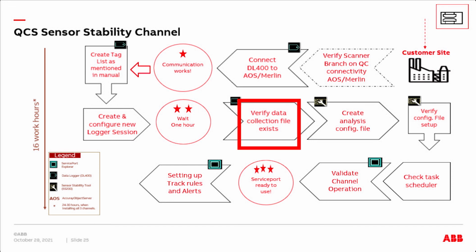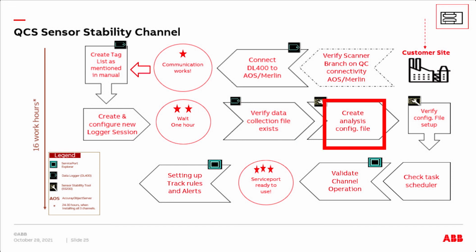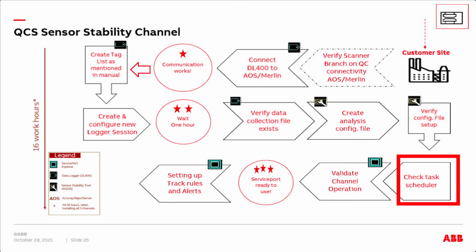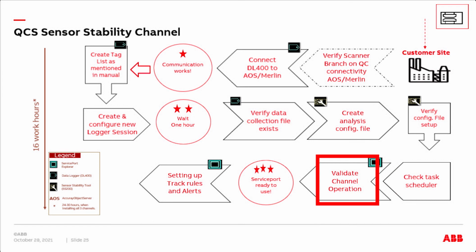Based on the data, we will create a config file. This config file has the data of the standardized parameters. We can configure it based on the existing service workstation limits or based on new data limits which can be used. Once the config file is created, we will verify it and then create a task scheduler. The task scheduler basically keeps checking for new files for analysis purposes. Then we'll validate the channel operations. Once the channel operations are validated, the service port is ready to use.